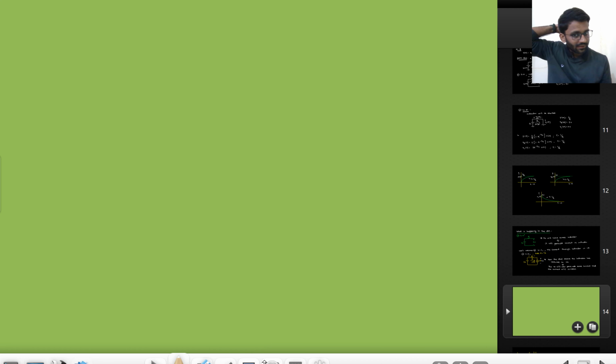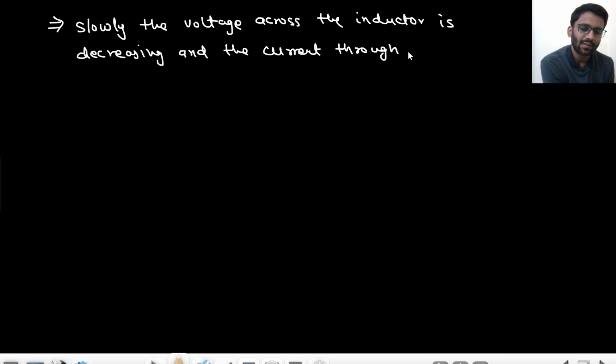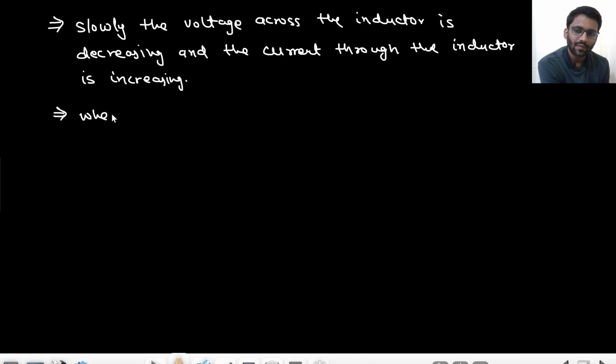So what are you seeing in the circuit? Slowly the voltage across the inductor is decreasing, right? And the current through the inductor is increasing, right? And when VL is equals to 0 volt, the current does not increase further.